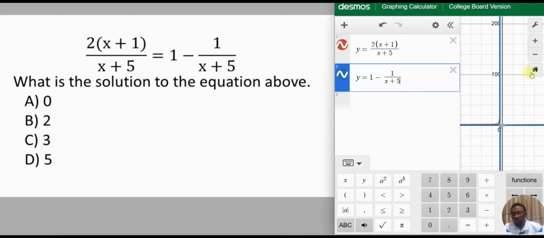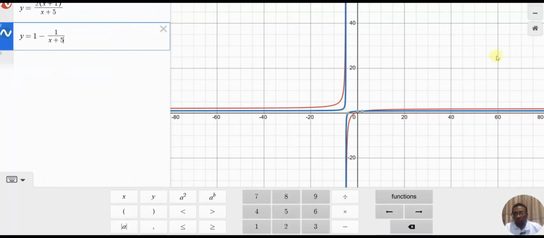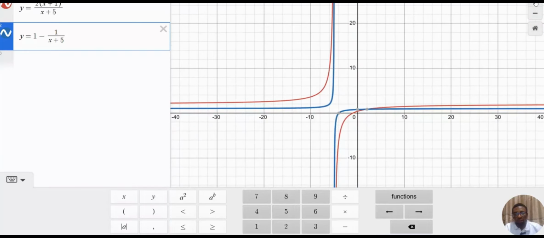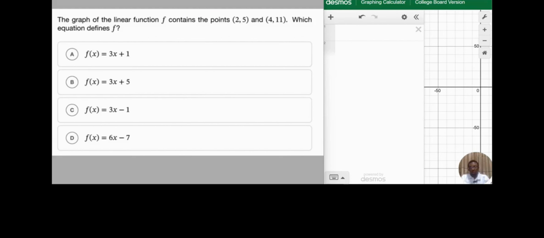Let me zoom it for you so that I can see where they intersect. This is the graph. They actually meet at this point. They meet at the point 2, 0. The x coordinate is 2, and the y coordinate is 0. So that is all right.